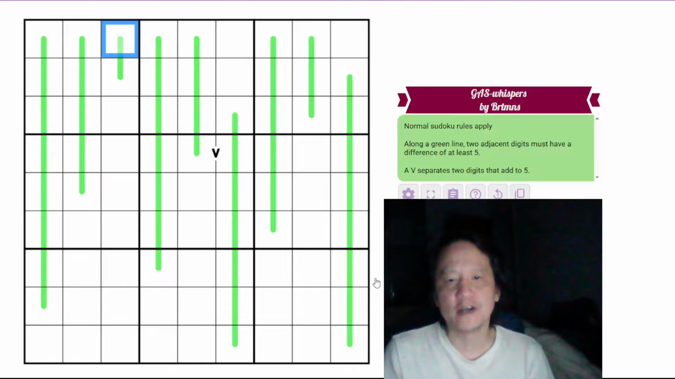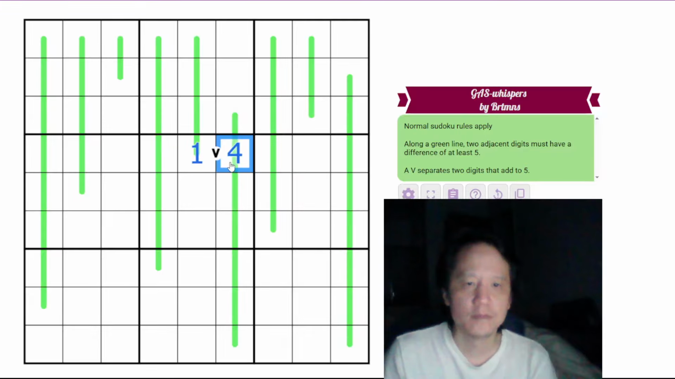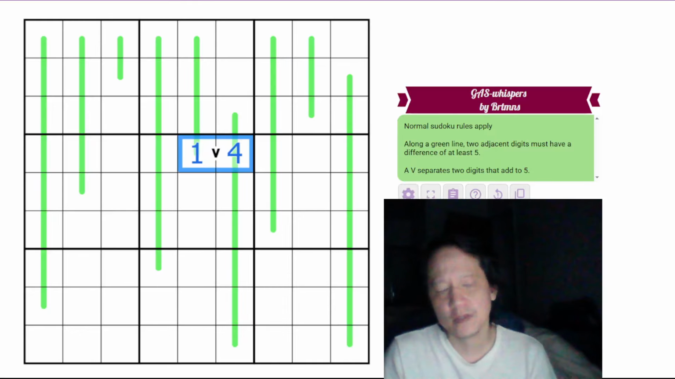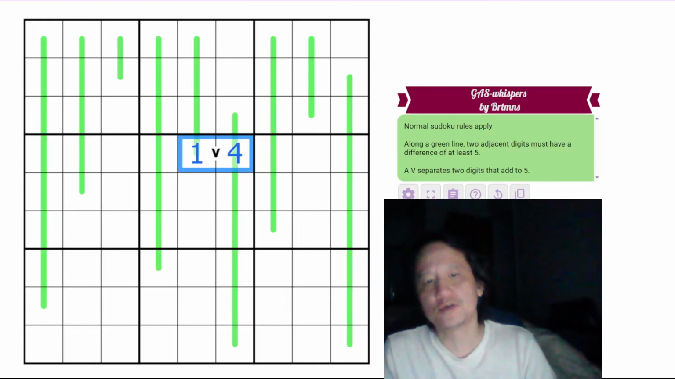We also finally have a V, which separates two digits that add up to 5. So for example, if this was a 1, this would have to be a 4. And that's an example of how V works. And those are all the rules.